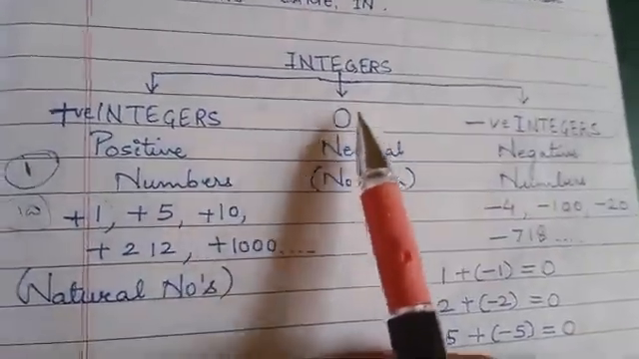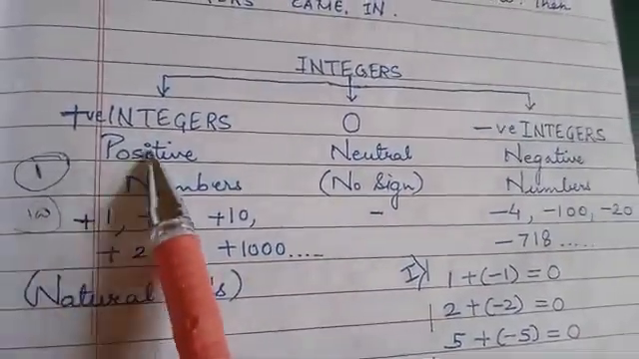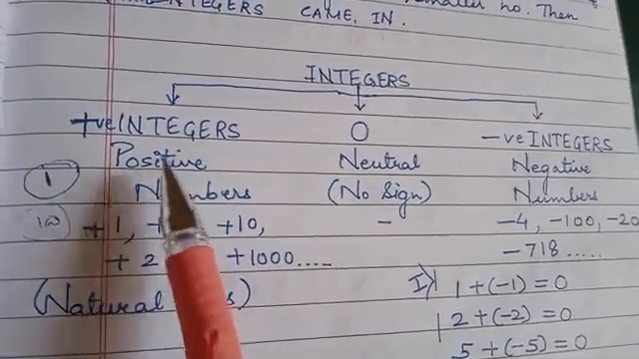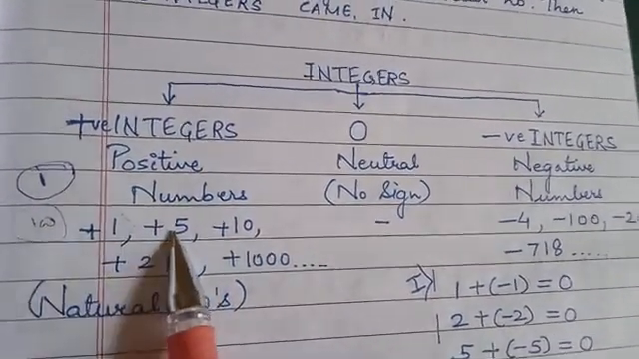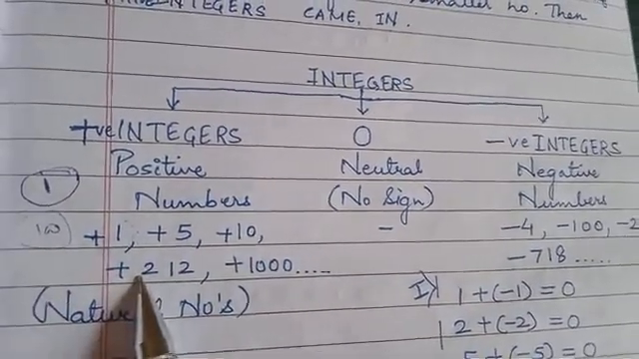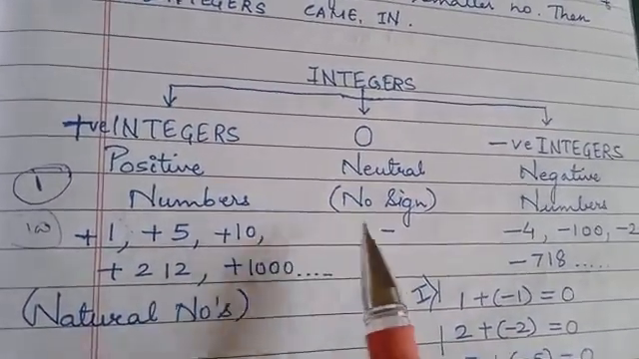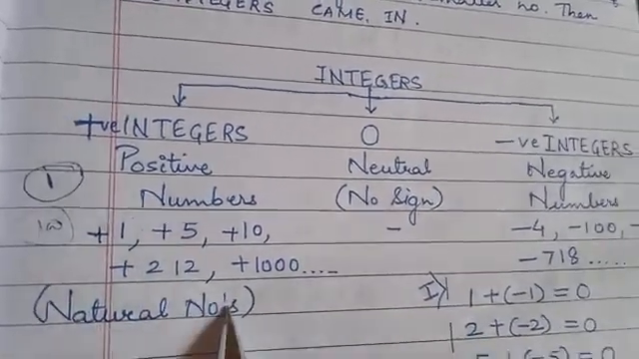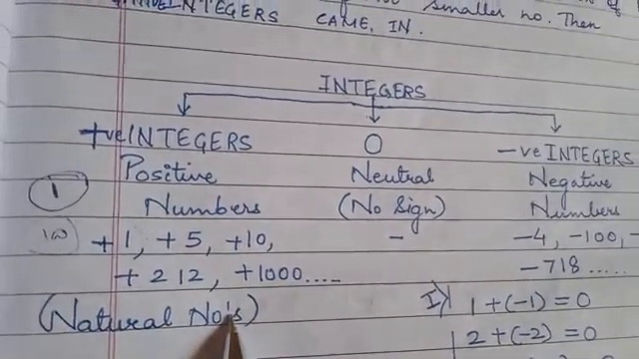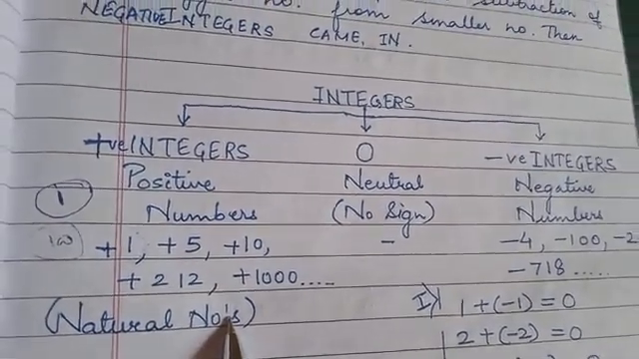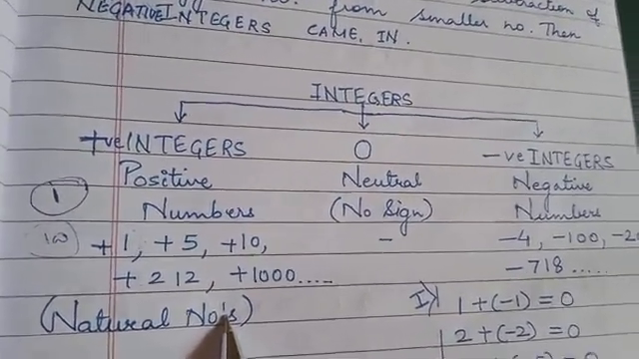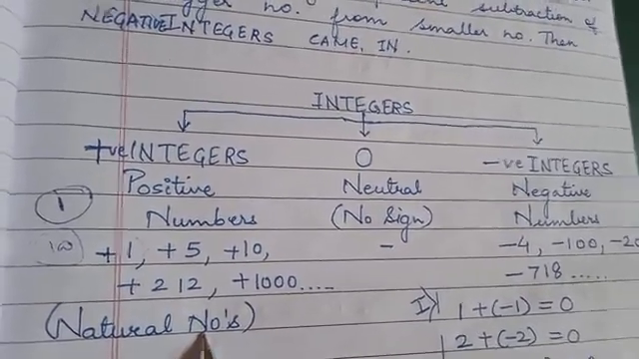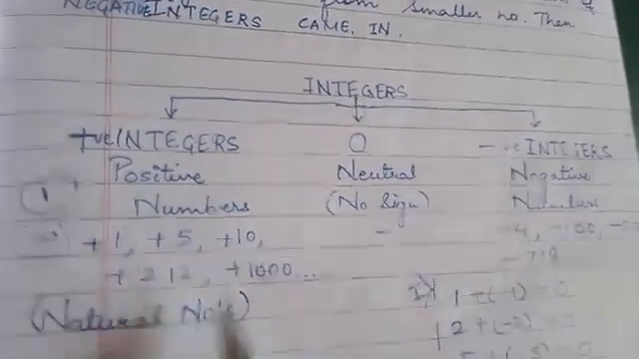Then you can see the example. These are the positive integers: plus 1, plus 5, plus 10, plus 212, plus 1000, plus lakhs, plus crores. You can write any, but they should all be natural numbers. What are natural numbers? Natural numbers start from 1 and go to infinity.